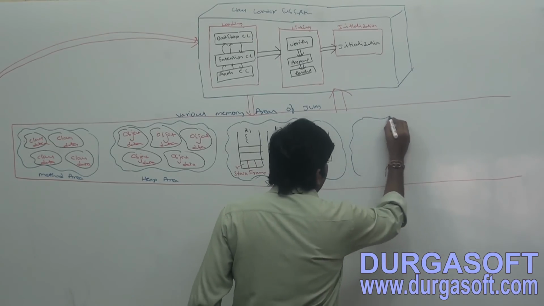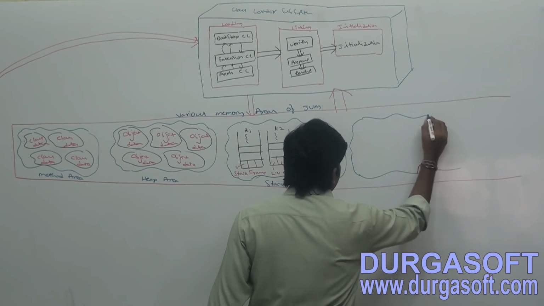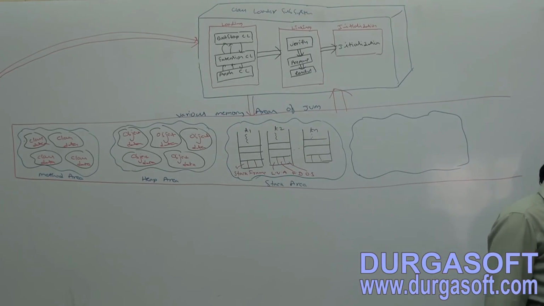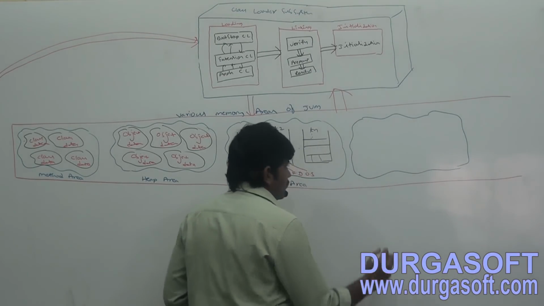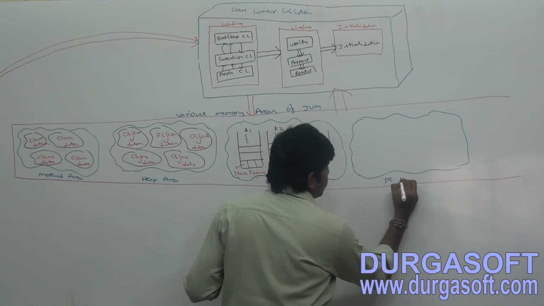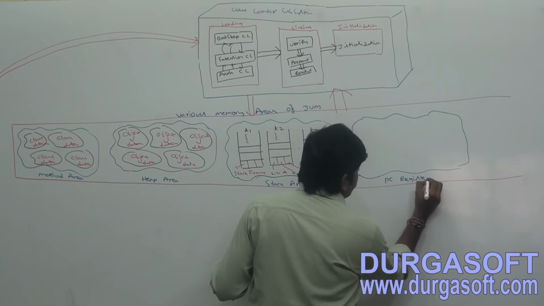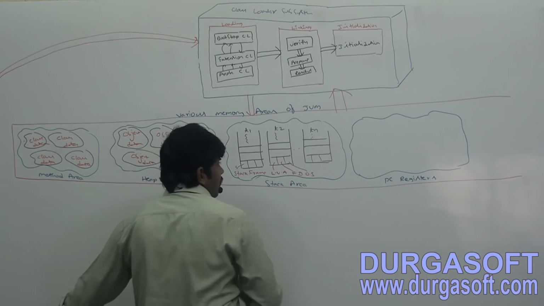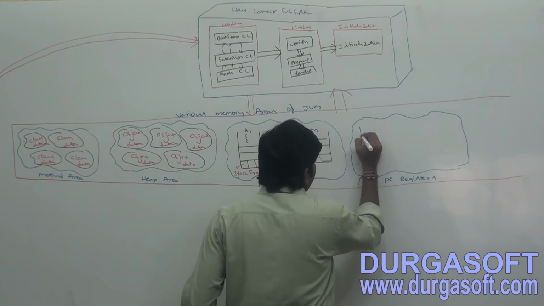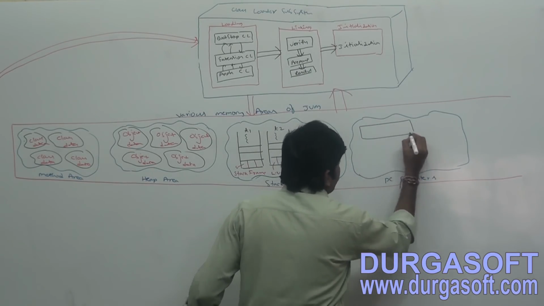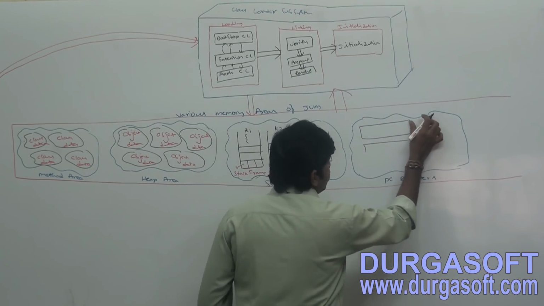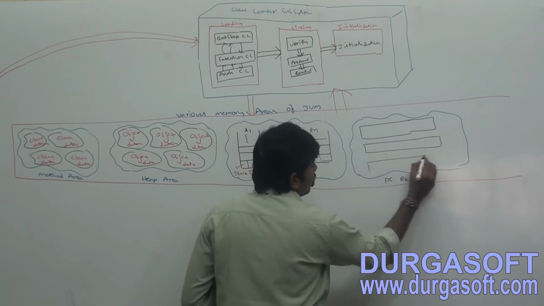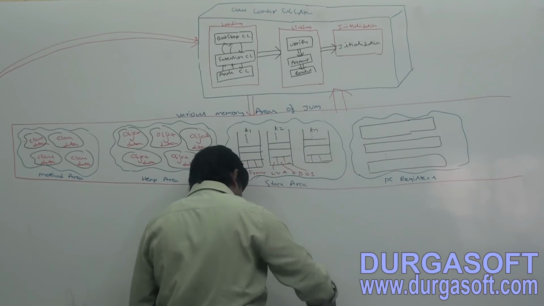Now the fourth memory area. What is the fourth one? Have you remembered? PC registers. This is the fourth one, PC registers, right? Very simple: this is the PC register for thread 1, this is the PC register for thread 2, and this is the PC register for thread n.